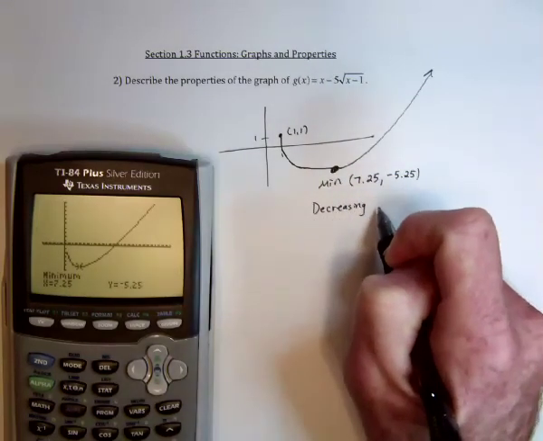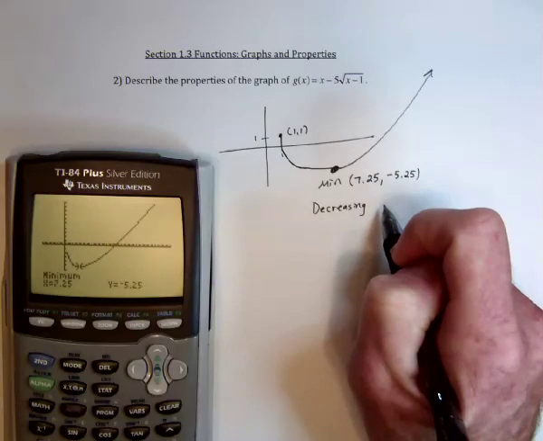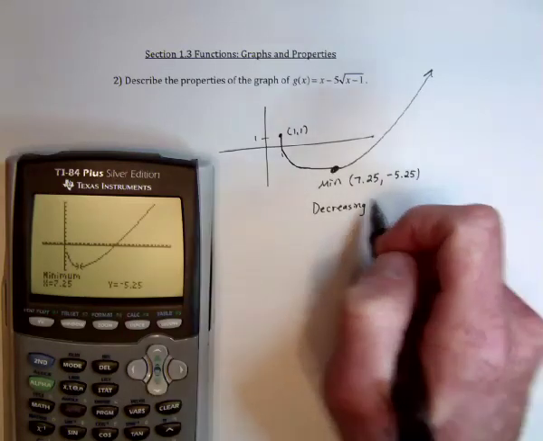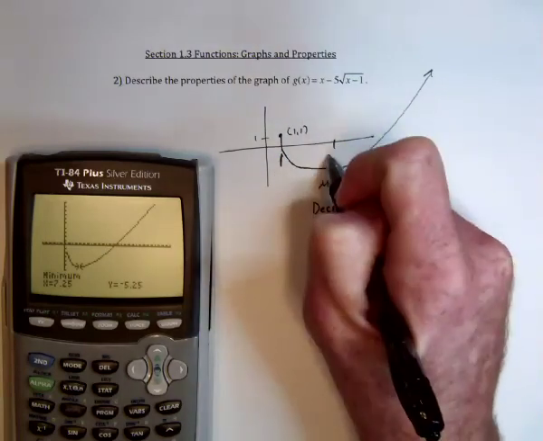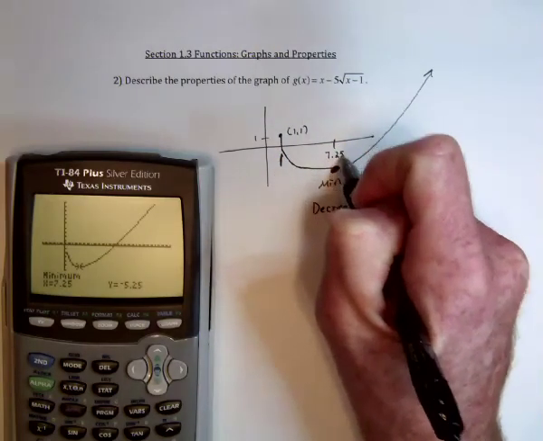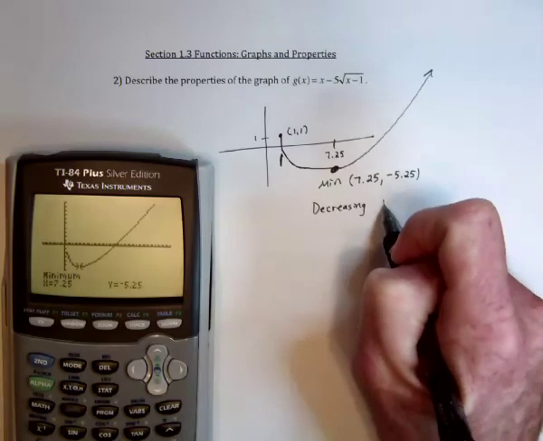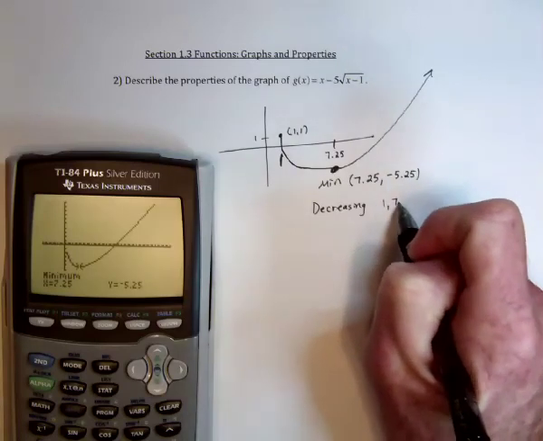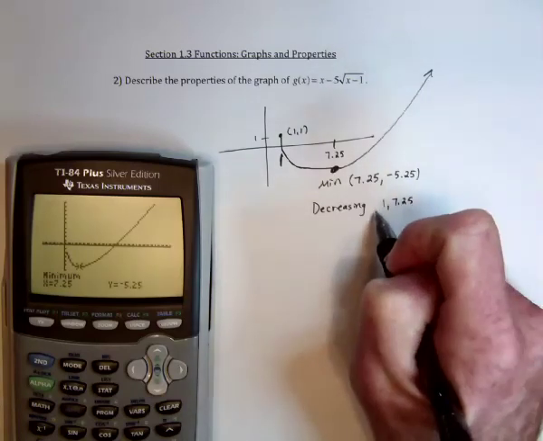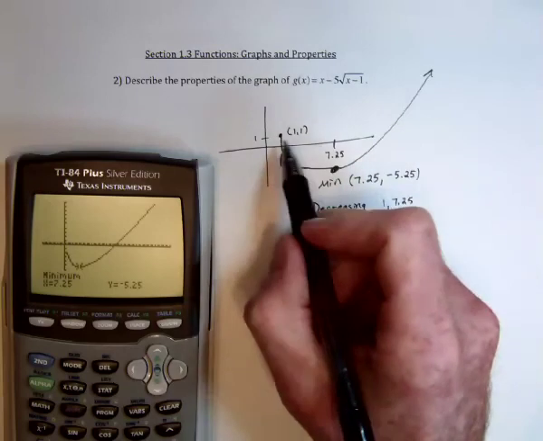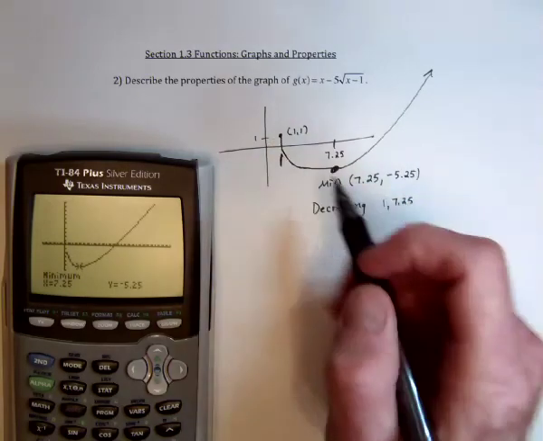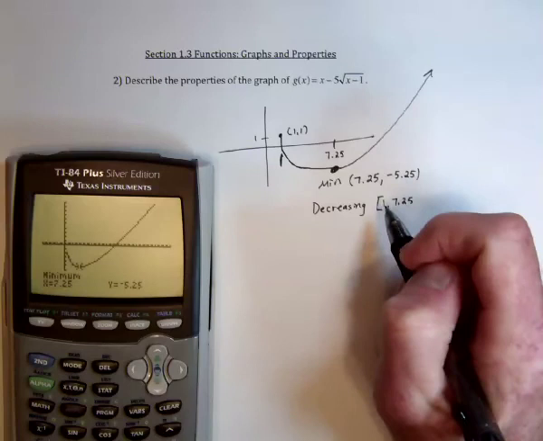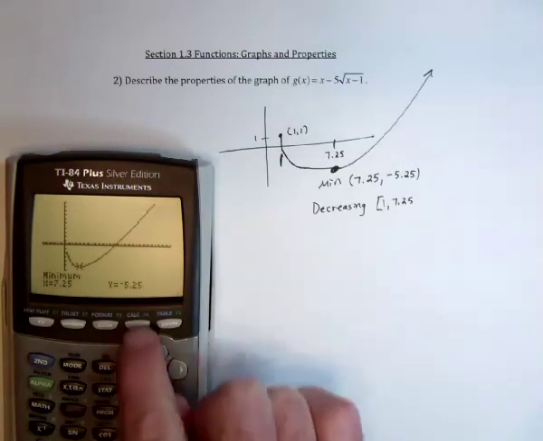And when we give the interval for where functions are increasing or decreasing, we talk about the x values. So that would be from x equals 1 to x equals 7.25. So from x equals 1 to 7.25. And then exactly at 1, we can include that point, as we saw when we substituted in a 1 earlier.